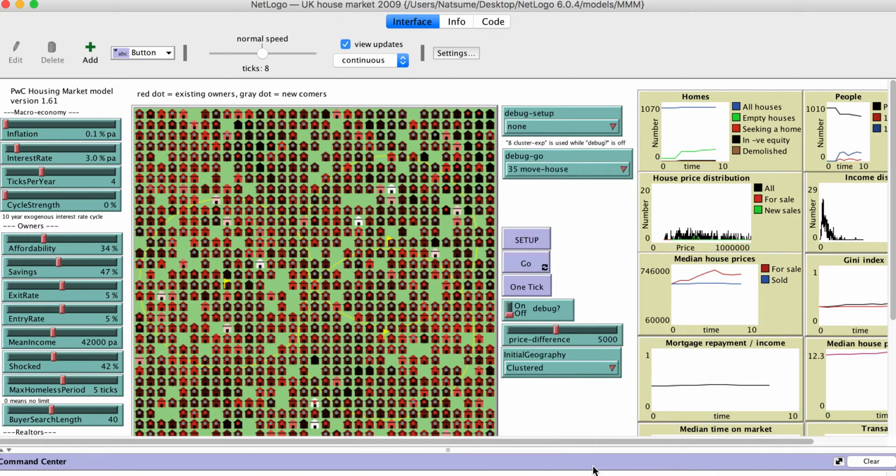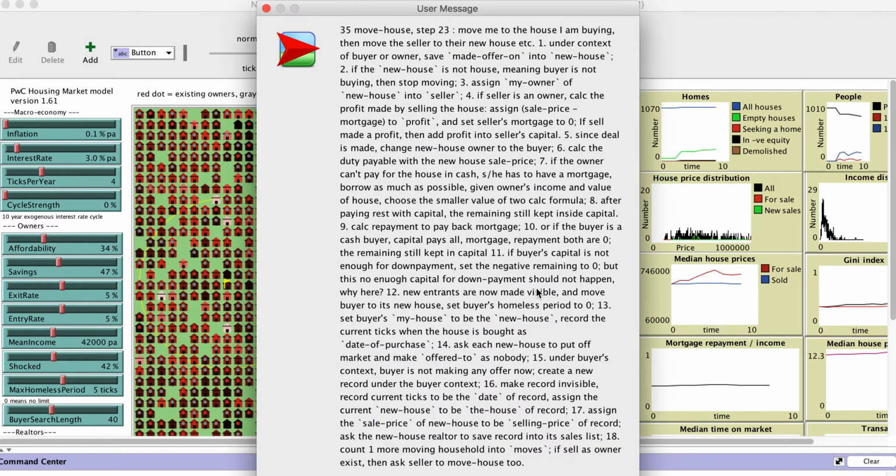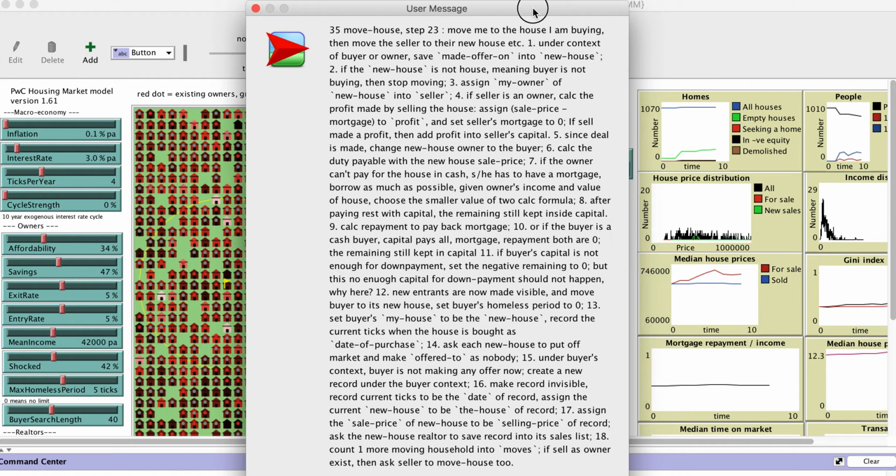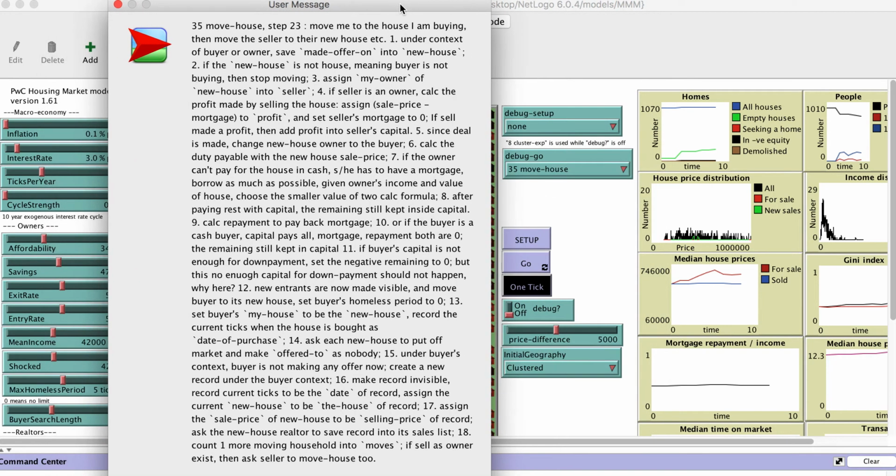So now we are looking at moving houses. How do we actually move the house? Let's have a look. This actually is a very, very big function, so we have to look at it step by step. The basic idea is for the buyer, it will move to a new house. For the seller, after it sold its house, it will also move to its own new house. So basically, it's about moving houses.